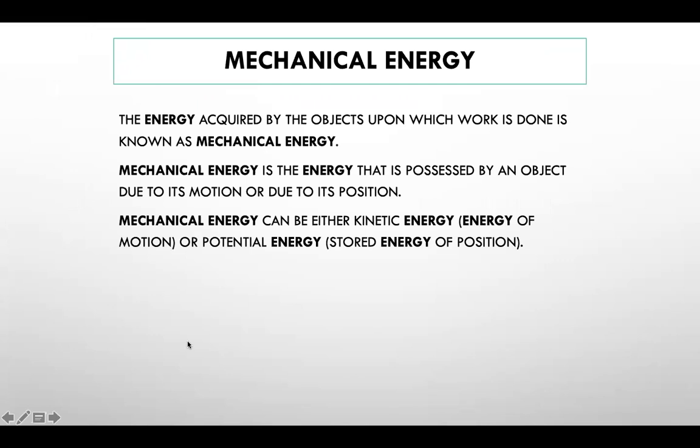Mechanical energy, if we want to go through it, is the energy that is acquired by the objects upon which work is done. To make a work and to complete it by using the energy, it has to get two types of energy working together at the same time. So mechanical energy is the energy that is possessed by an object due to its motion or due to its position, which means it can be either kinetic energy or potential energy, or both of them at the same time, but they have to give me at the end the same amount.